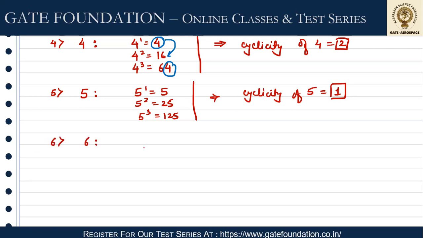Let's talk about 6. 6 raised to 1 is 6, 6 square is 36, 6 cube is? Who can tell me what 6 cube is? 216. Very good. So again, if you see, the unit digit is not changing at all. So the cyclicity of 6 will also be 1.